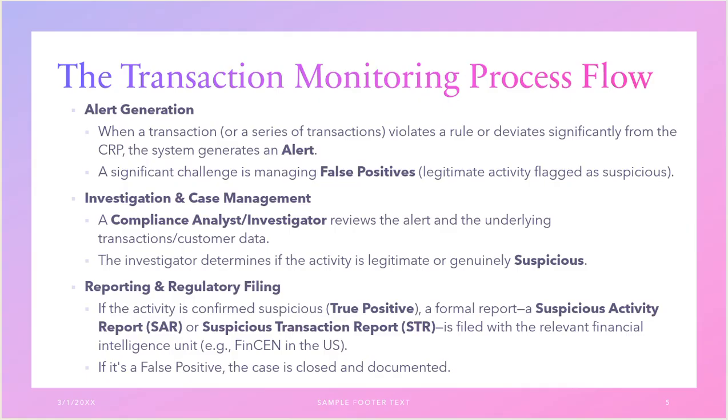If the activity is confirmed as suspicious, that means a true positive, then the formal report is created: the suspicious activity report, or the suspicious transaction report, is filed with the relevant financial intelligence unit. And if it is a false positive, then the case is closed and documented, including why this case was created, for the record and for the audit trail process.